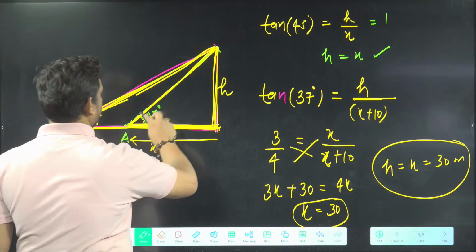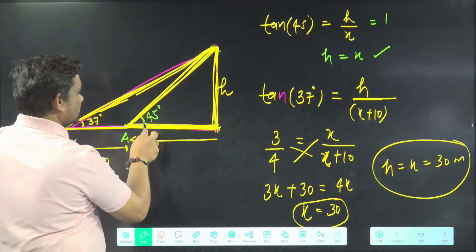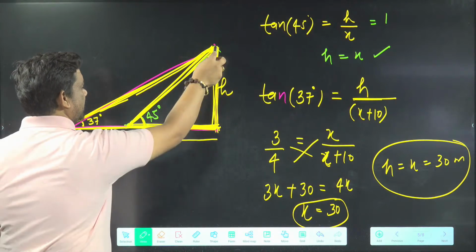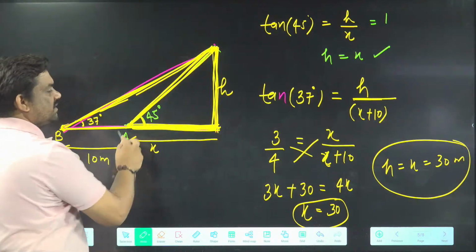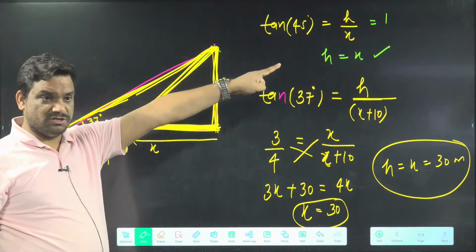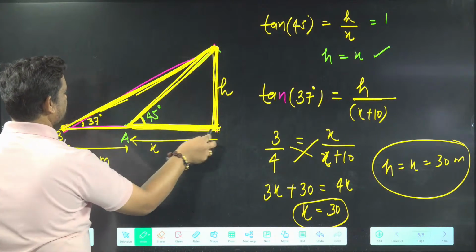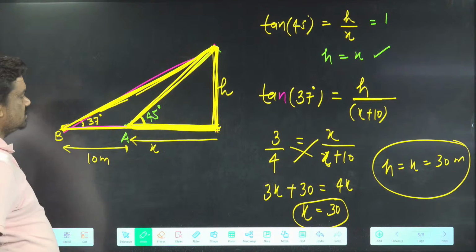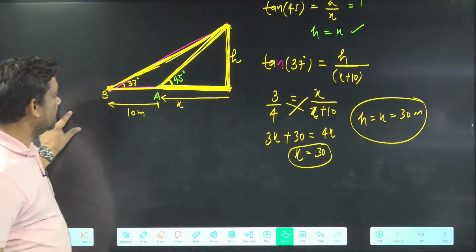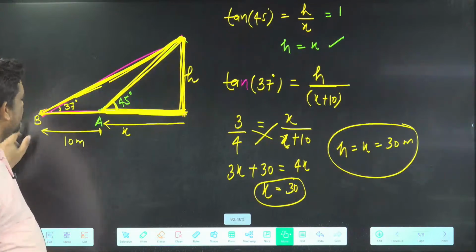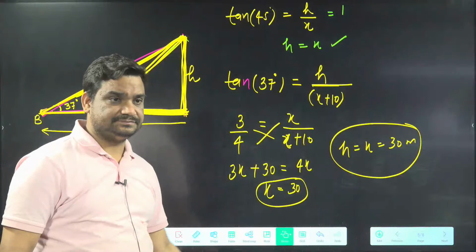In this small triangle, this is the small right angle. Here we can use tan 45, perpendicular by base. This base is x, so we can write h by x, but tan 45 is 1. So h equal to x. And then we can use this bigger one. So for this one, we can write tan 37, and then we can again use it in this one. That will be h divided by the base, which will be x plus 10. I hope it is clear.